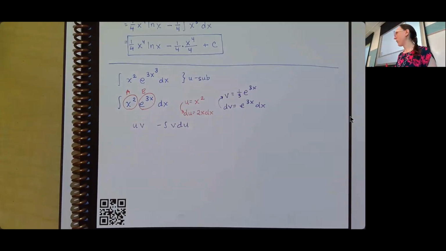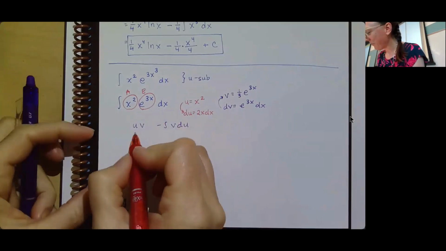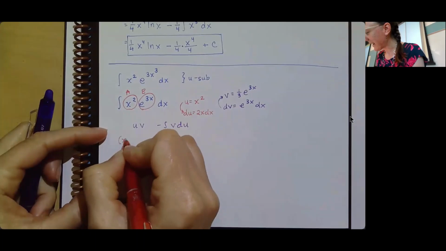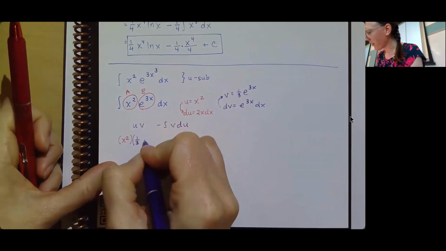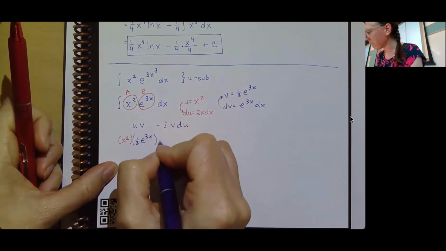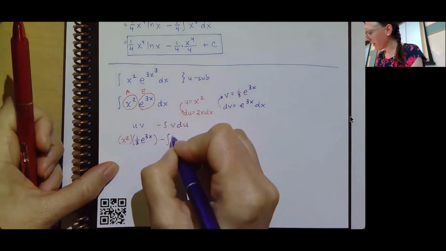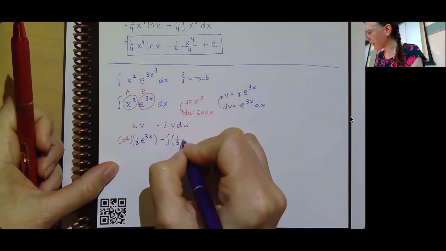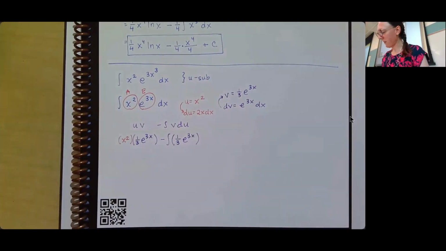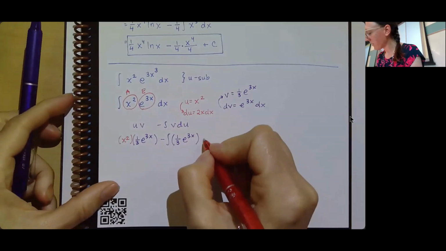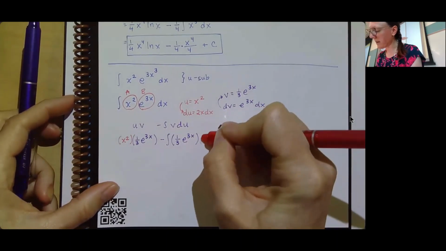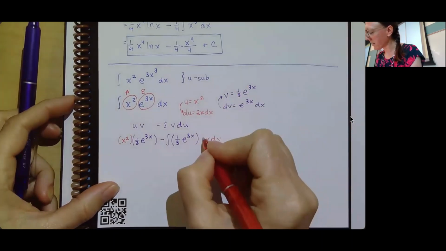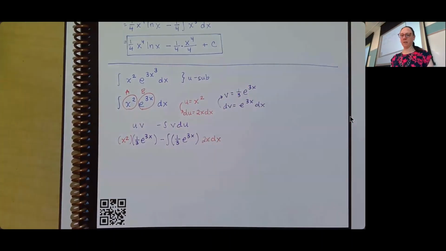Are the colors helpful for anyone? Should I keep going with the colors? Okay. So my u is x squared. My v is 1/3 e to the 3x. Putting in my v here again, I've got 1/3 e to the 3x. And then my du was 2x dx. I said 2x and I wrote a d.